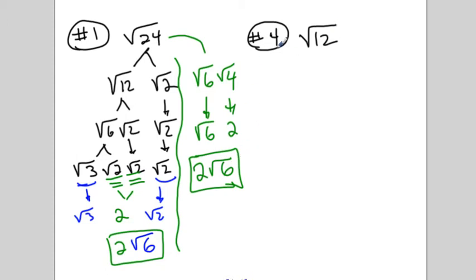Alright, so same idea. This is number 4. Maybe you recognize this breaks into square root of 6 and a square root of 2. Okay, so you can follow this path like you were doing before.